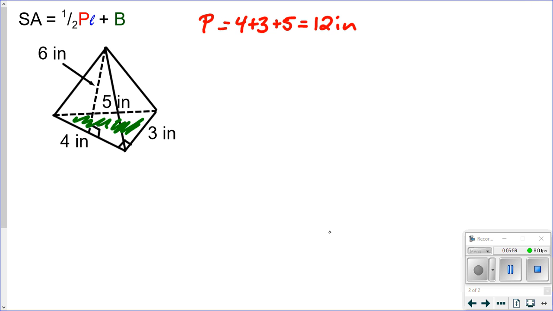The slant again is just given to you. And again, it's this measurement right here from the top to the bottom. So from the top to the base along the outside at a right angle, and that's 6 inches.